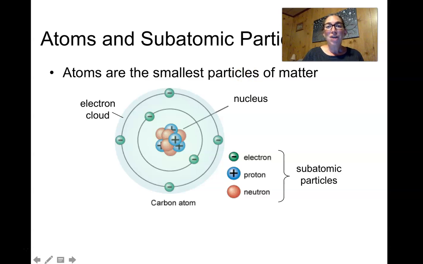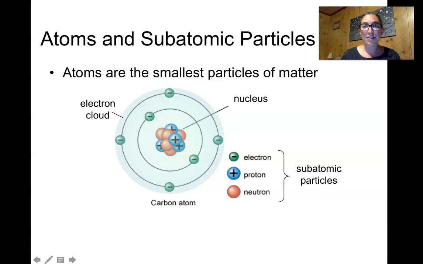Okay, so atoms are made up of subatomic particles. So subatomic, if we broke up that word, sub means below, pertaining to the atom. So subatomic particles are the particles within the atom, or smaller than the atom. So an atom, a cartoon of an atom, can be fairly well characterized by this picture here.